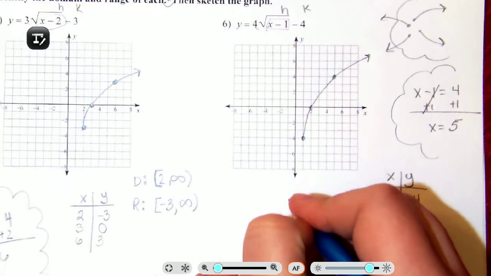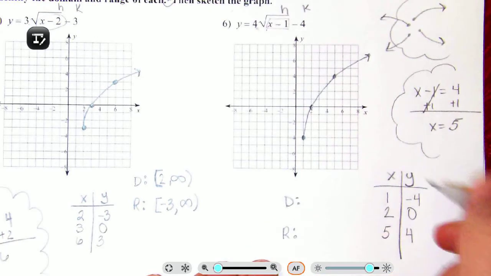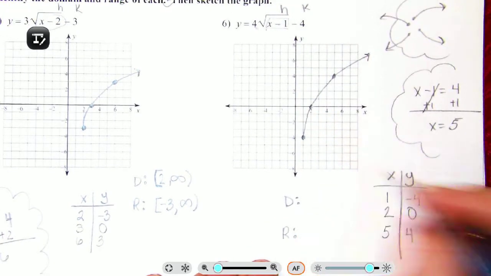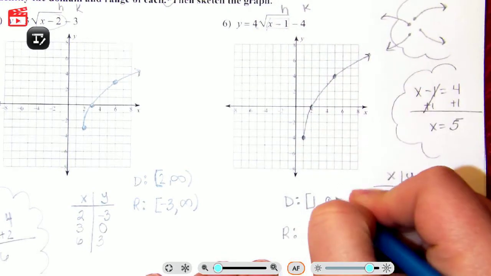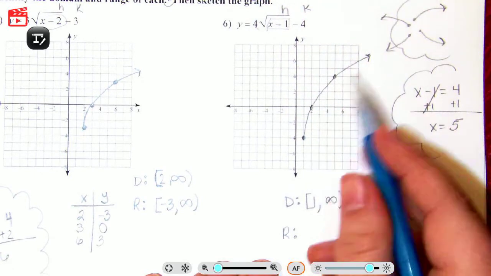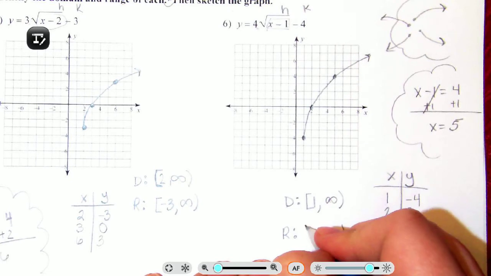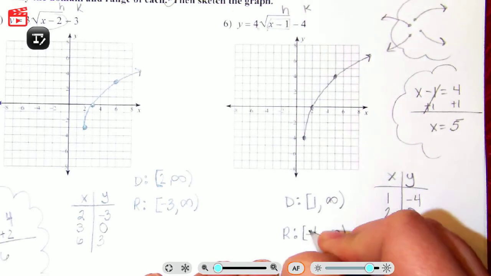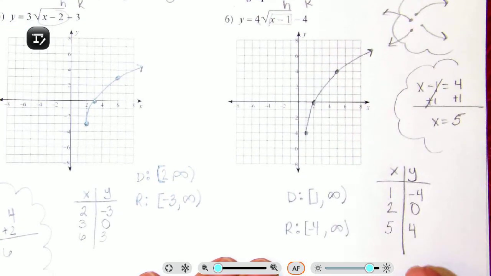Again, it's asking for domain and range. So domain, what's the smallest x can be? What's the largest x can be? Well, the smallest x can be is a 1. And then it goes all the way up to infinity. And then the largest y can be is infinity, but the smallest y can be is -4. So we have -4 here. Okay, all right, just a few more here and then we're all set.